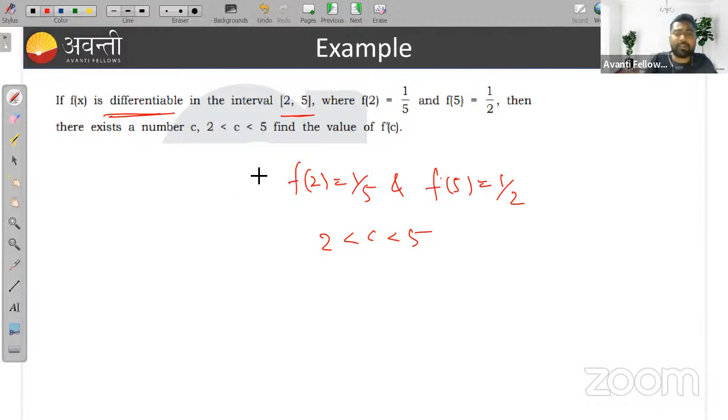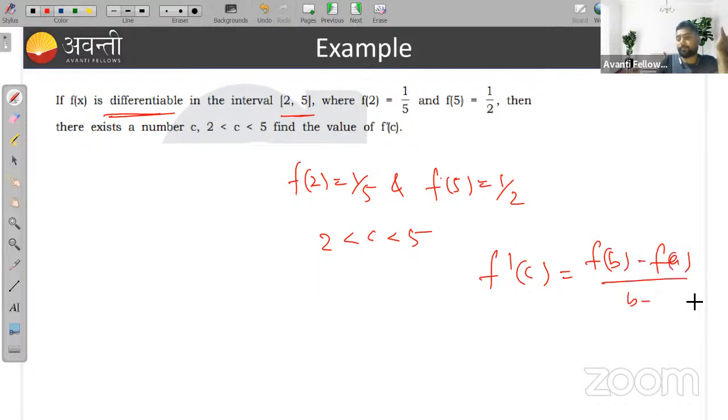So I want to say that it is differentiable, that means it will be continuous also, right? If it is differentiable in closed interval 2 5, it is also continuous in 2 5. So it is continuous and differentiable. Then we can say we can apply the Lagrange's mean value theorem. So we know f dash of c is equal to f of b minus f of a upon b minus a, right?